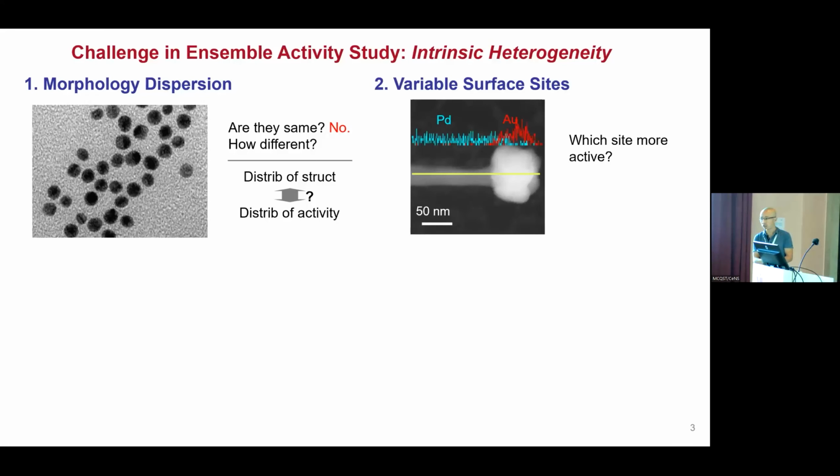Second, even on a single particle surface, there are variable surface sites. For example, in this bimetallic palladium gold nanoparticle, there are monometallic sites. There are also bimetallic sites. So can we directly visualize which site is more active so we can understand where the activity comes from?